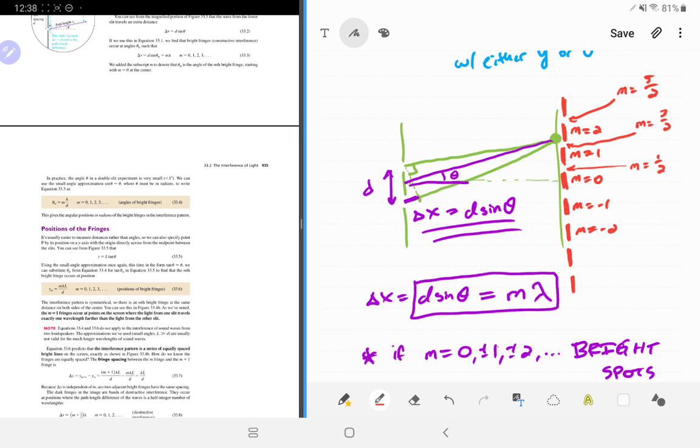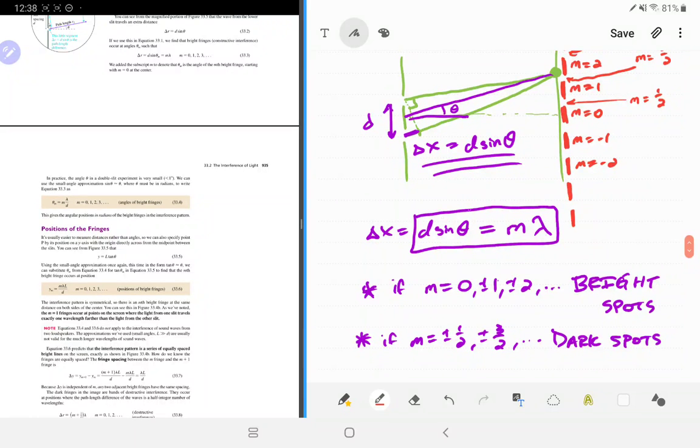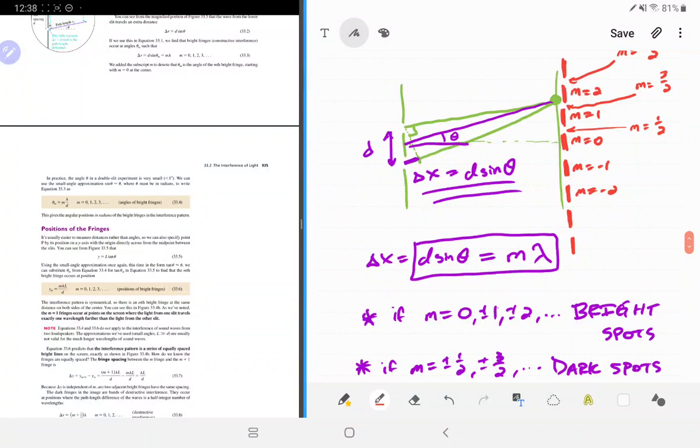Okay, so for those special values of m, you can solve for where those positions are on the screen. So notice how if we know the light's wavelength, lambda, and we want to know a particular bright spot or dark spot, we can plug in that value of m. And assuming we know the slit separation, we know exactly what those angles are going to be.